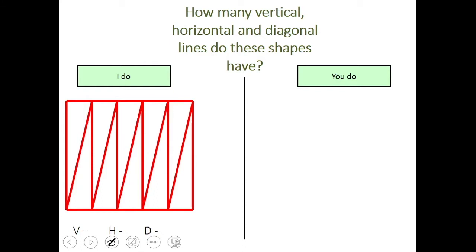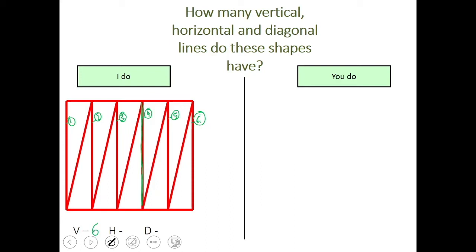So the first one we're going to look at are the vertical lines. So here we have one vertical line. We have another one here, 2. Another one here, 3. Remember, the vertical lines are the ones that go up and down. That's our fourth, that's our fifth, that's our sixth. And let's put a 6 at the bottom there.